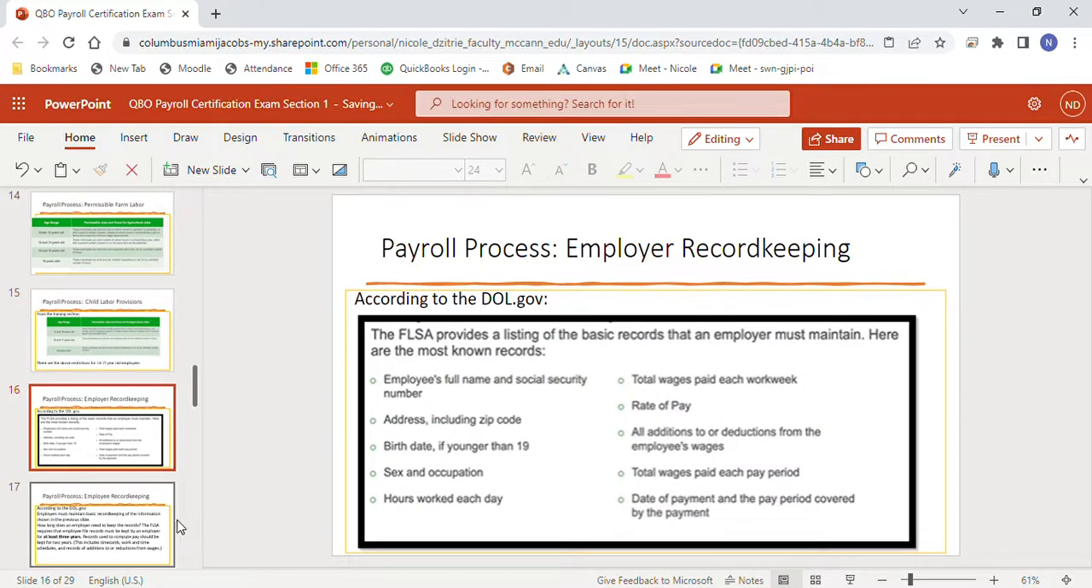All right. So now the process of hiring. This is where we begin it and we end it in section 2. So employer record keeping. According to the Department of Labor.gov, the FLSA provides a listing of basic records that employers must maintain. Here are the most known records. So you can see that here. Their full name, social security number, address, and so on. You can take a picture of this. It's also in the training.